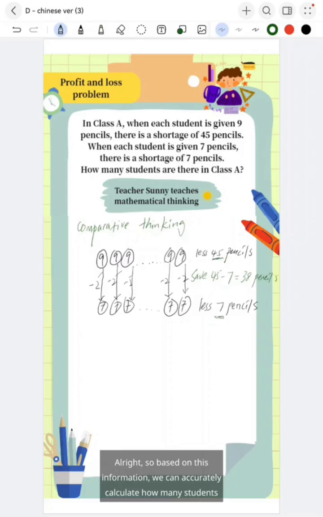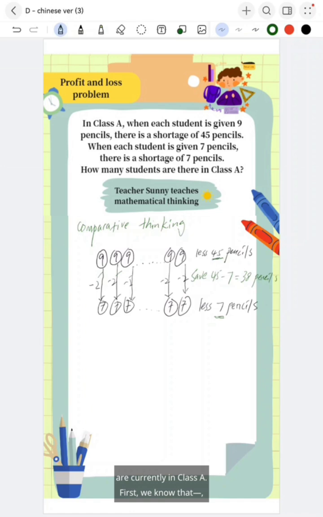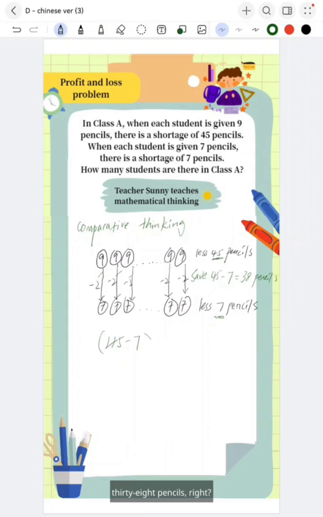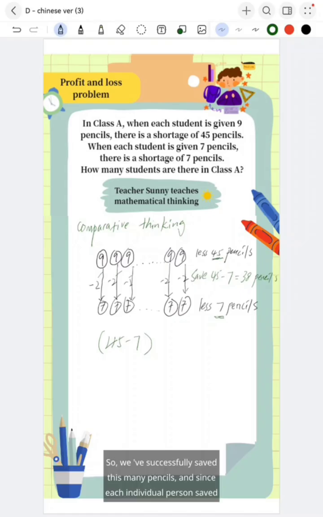Alright, based on this information, we can calculate how many students are in Class A. First, we know that the number of pencils saved is exactly 38 pencils, right? So, we've saved this many pencils. And since each person saved 2 pencils, 38 divided by 2 means there are 19 students. Therefore, we can conclude that Class A has 19 students.